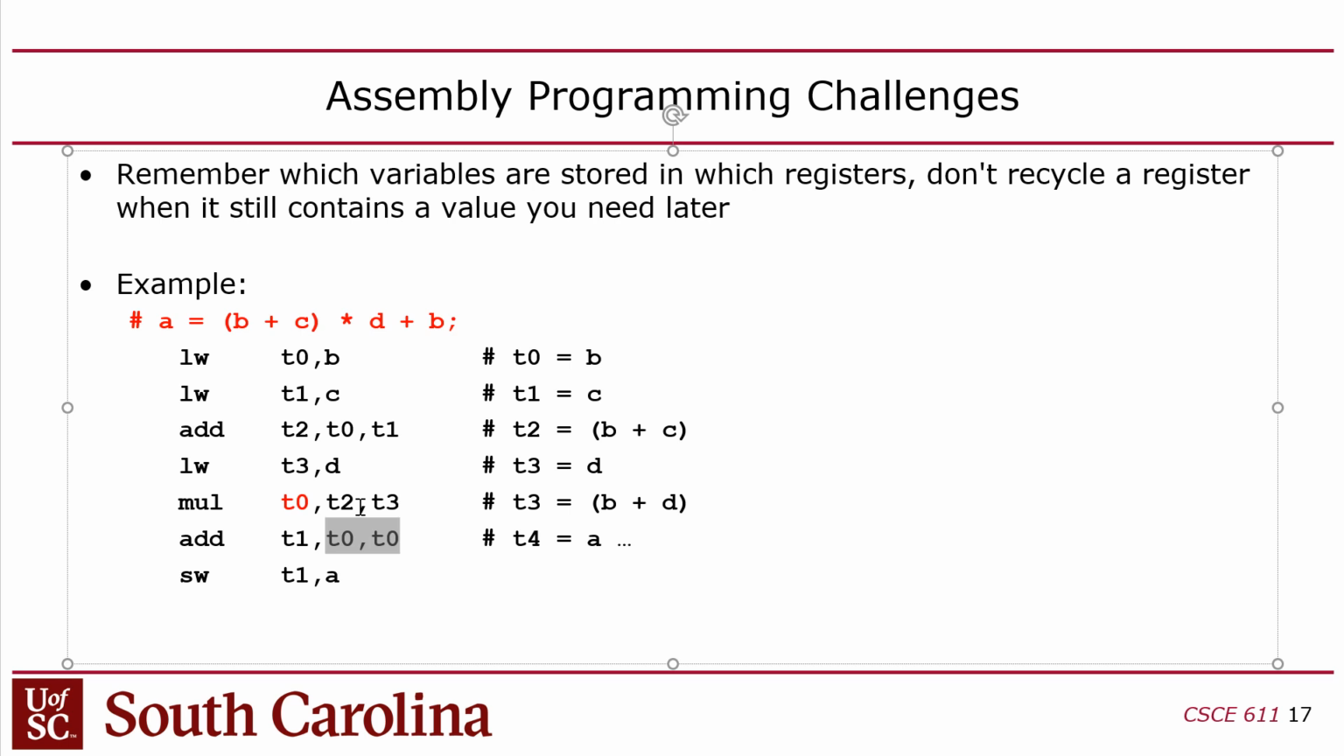So basically, I've blown away my value of B, and I was going to reuse that because B shows up in the expression twice. In order to fix this error, I can just change the destination register in the mul instruction to an available register such as T1, T2, or T3, and then of course that would have to be put into that add instruction as one of the sources.